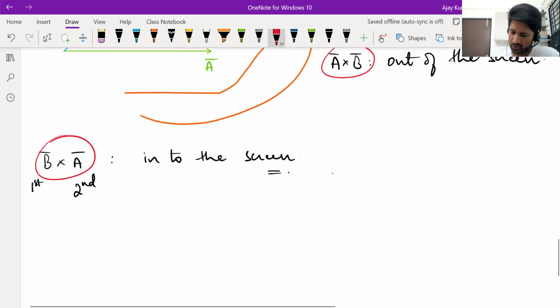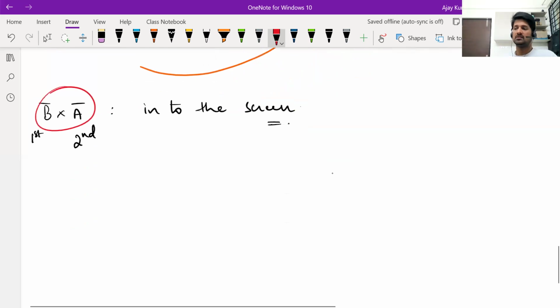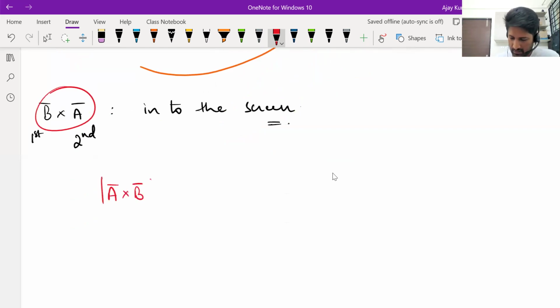This is something very important. You should never change the order of vectors in a cross product. In dot product, you can change. A dot B is AB cos theta. B dot A is BA cos theta, which is the same thing. Dot product doesn't have direction. But for cross product, the order is very important. So you can say that A cross B has the same magnitude as B cross A, but directions are opposite.